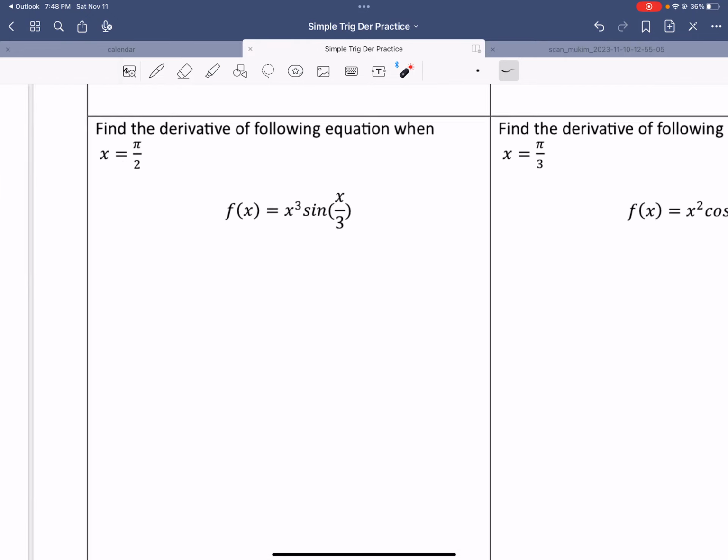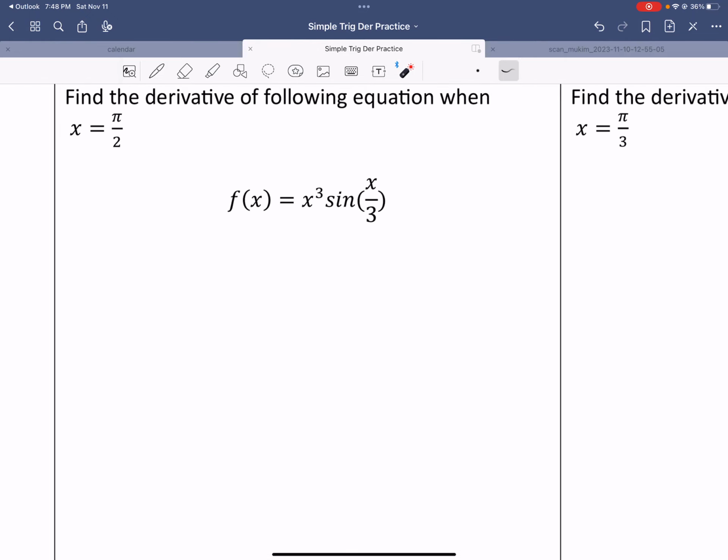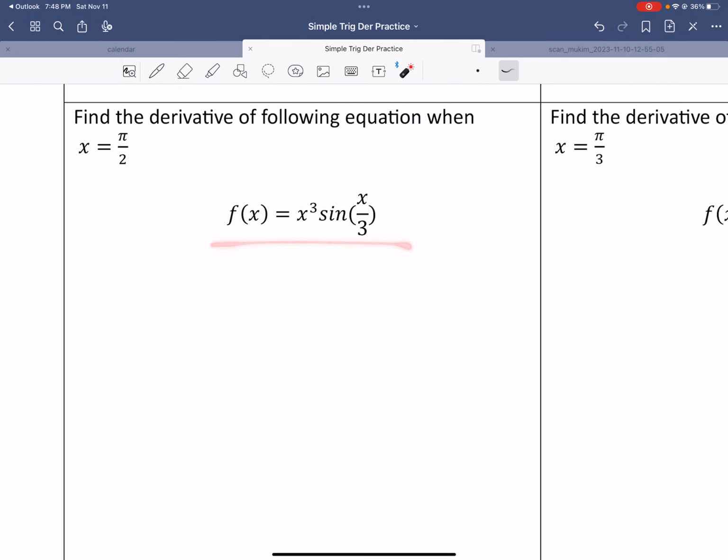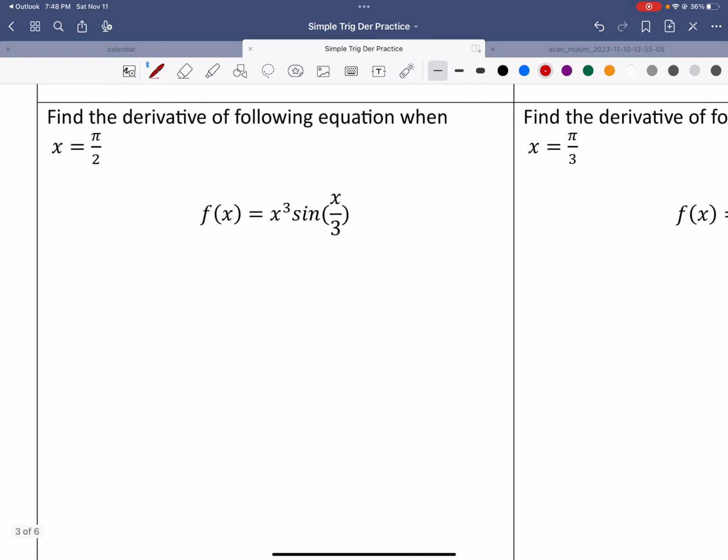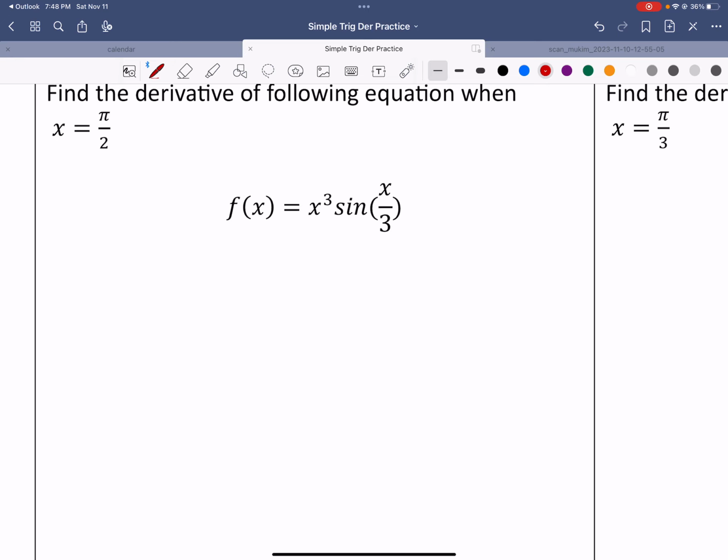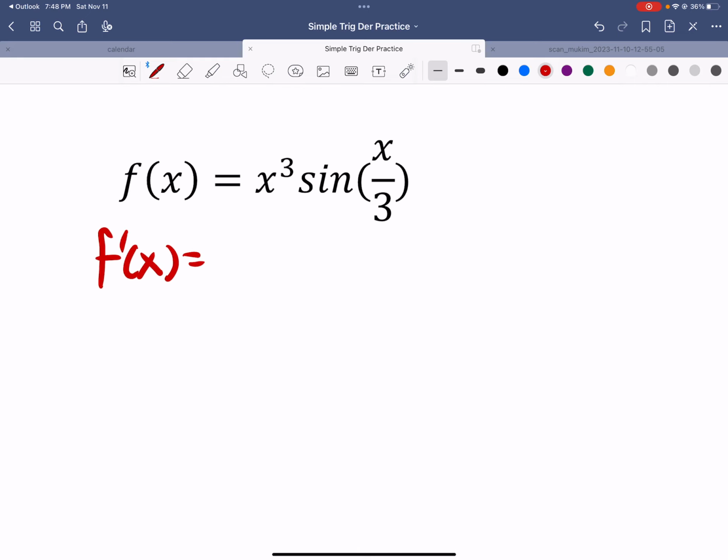Let me go over this one. Find the derivative. This time you're only applying pi over 2. So let's do this. By the product rule, I have this one times this.